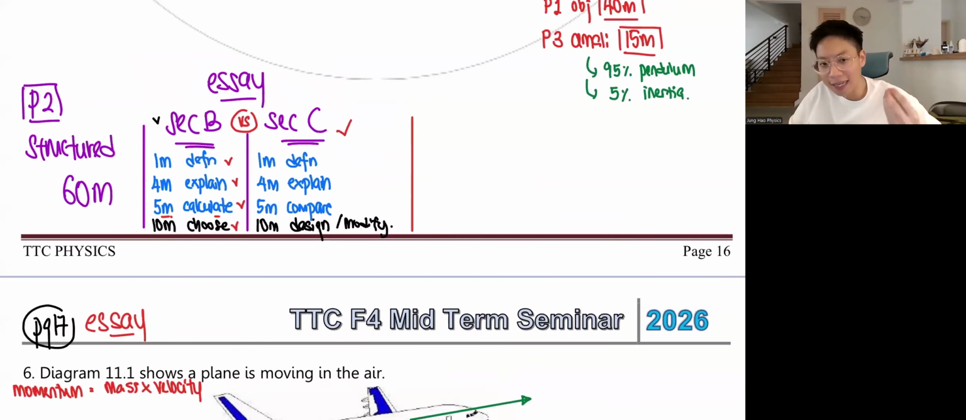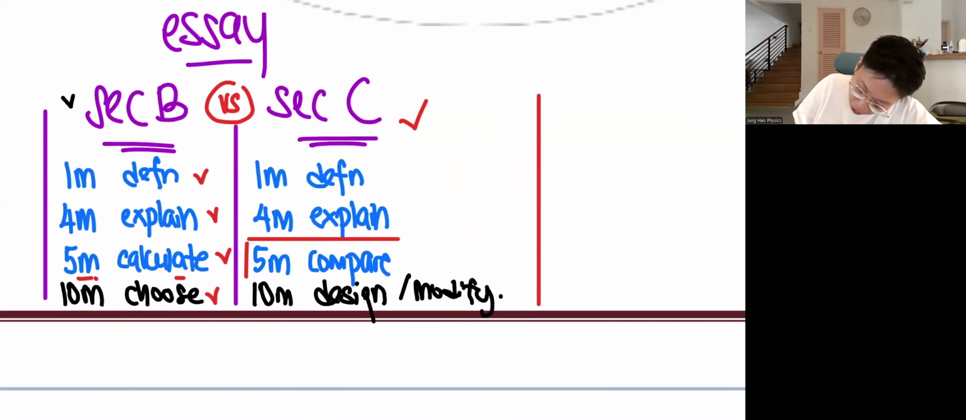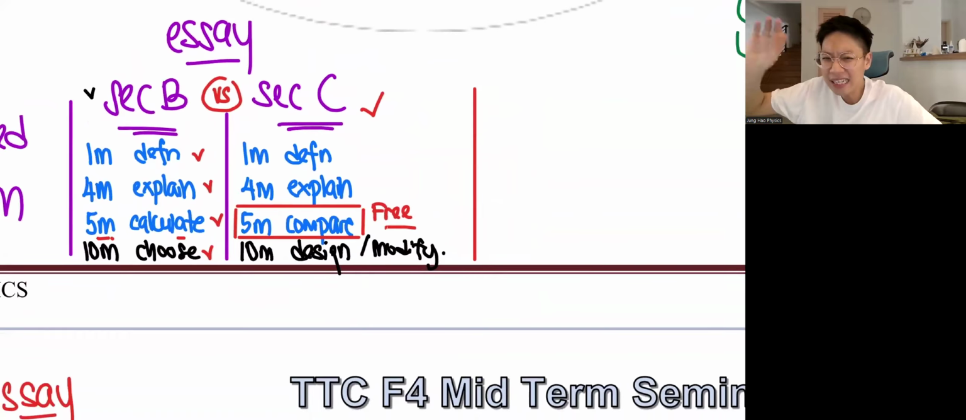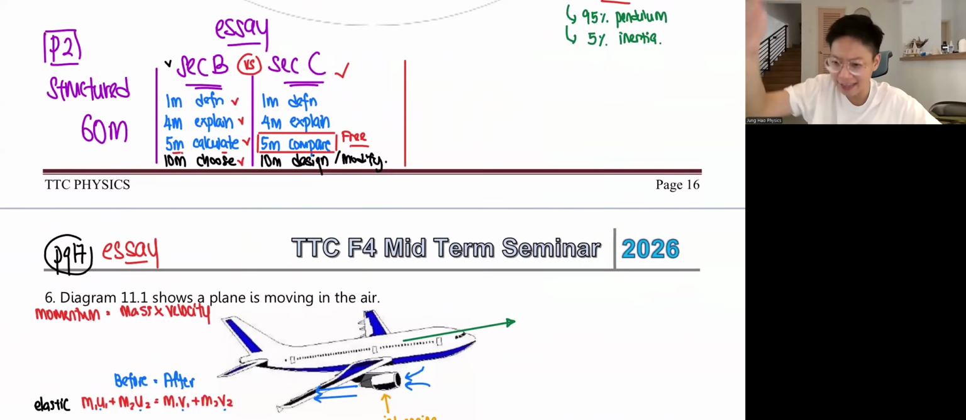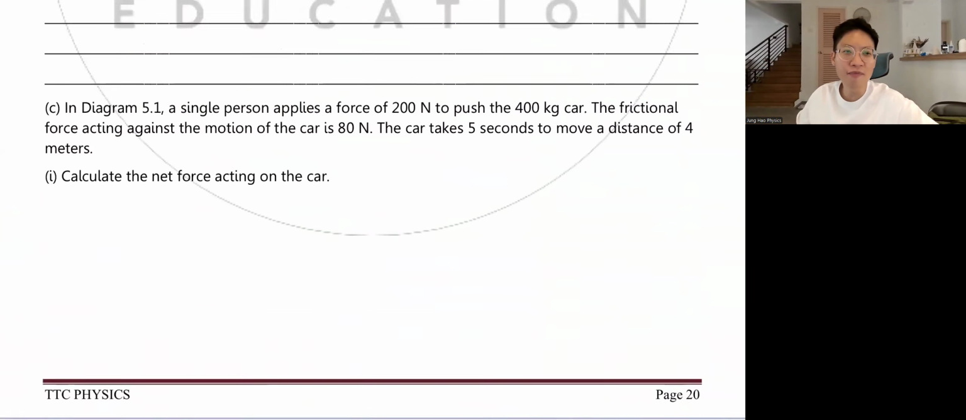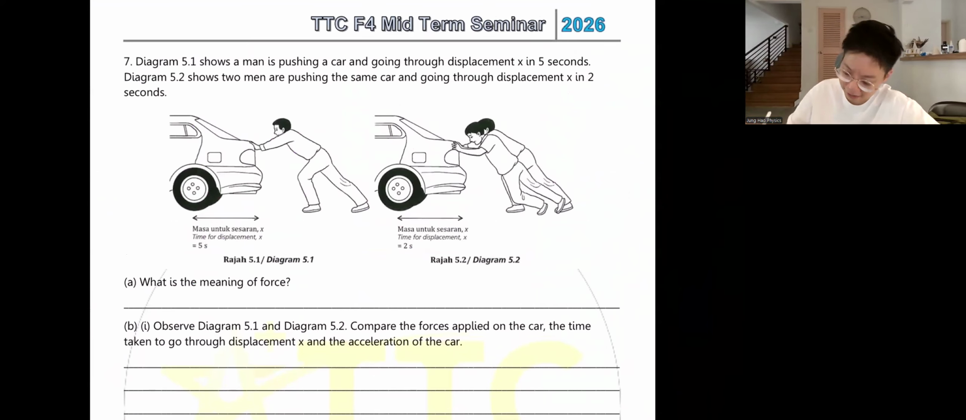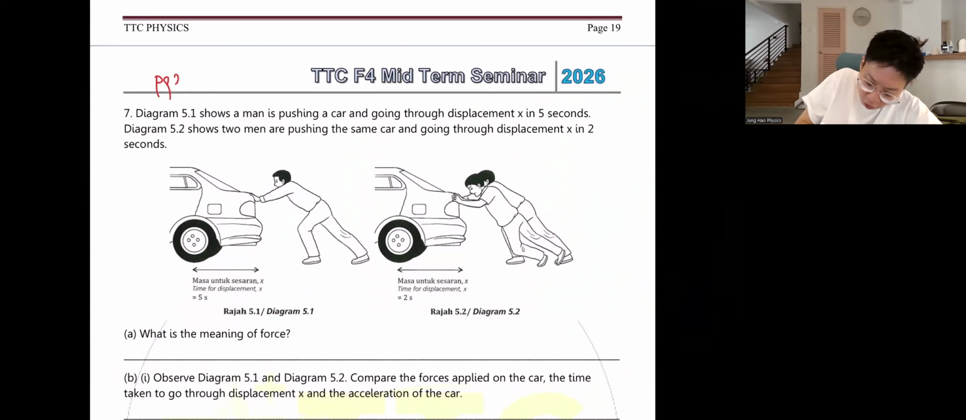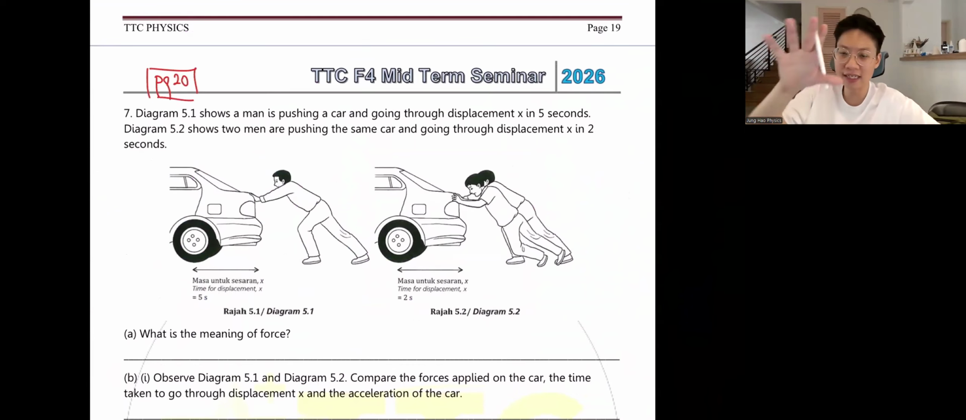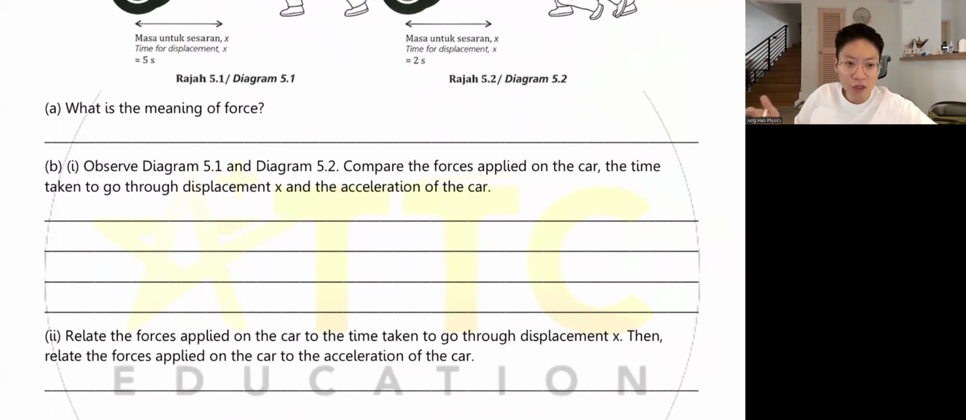So how does a bahagian C question look like? Now I want you to look at this 5 marks compare, which JUNGHAO calls the free marks. The easiest marks in your whole entire life is the 5 marks comparison. So which is the 5 marks comparison? I want everybody to look at page 20, so that you will see this comparison.